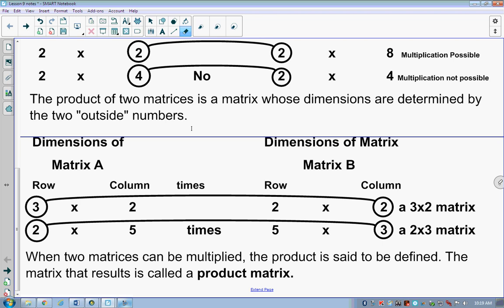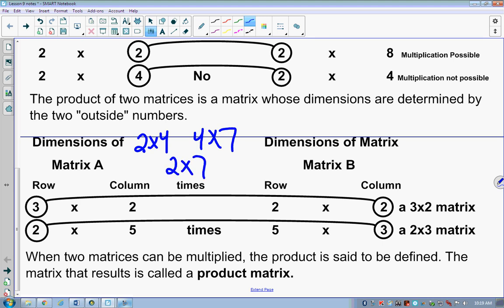All right, so somebody give me the dimensions of a matrix. Allison, give me the dimensions of a matrix. 2 by 4. Okay, somebody give me the dimensions of a matrix that's not a 2 by 4, but will multiply by that. 4 by 7. Okay, good. So can we multiply these two? Yes, the middle numbers are the same. What will be the dimensions of the new matrix? 2 by 7. Okay, we feel good about that?